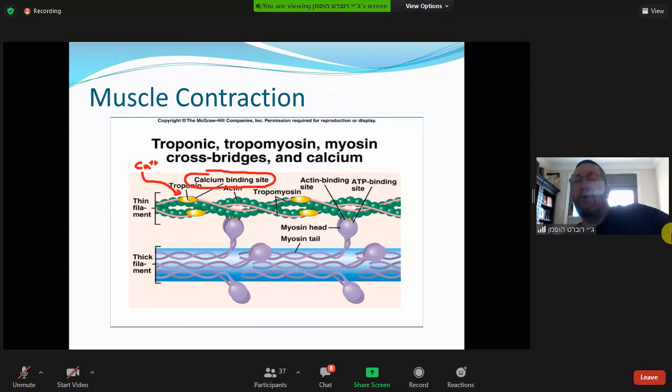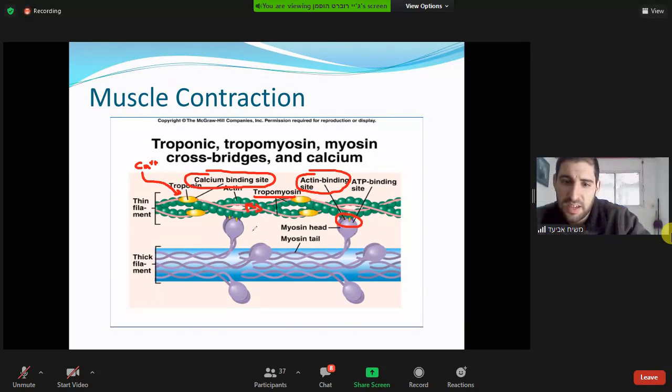And calcium's role is to cause a conformational change. It's going to cause a movement of troponin, forcing a movement of the tropomyosin molecule. And as it moves, it's going to expose the actin binding site. The myosin head then attaches. So calcium comes, attaches to the troponin molecule. It causes tropomyosin to move. As it moves, it's going to expose the actin binding site, and myosin is going to attach to the actin molecule, and it's going to cause a ratchet type of movement that creates muscle contraction.